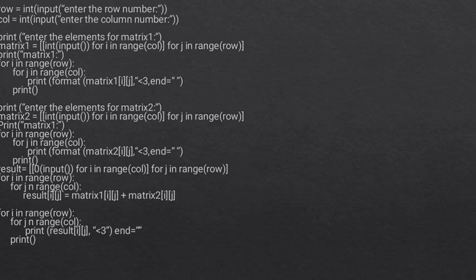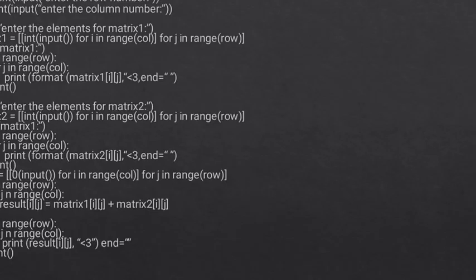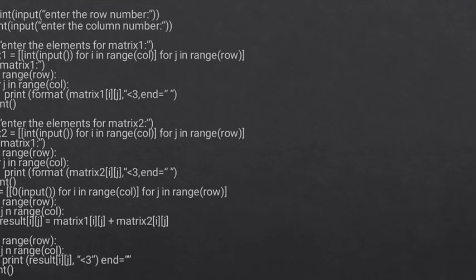enter the elements of the matrix. First we'll print enter the elements for matrix 1, so that will be displayed in the output, and then we define matrix 1 as int input for i in range column and for j in range row. Here we use a nested list method in which the values of the elements are entered. For the first, we have int input for i in range column. So first we write the column, and then we write the rows.